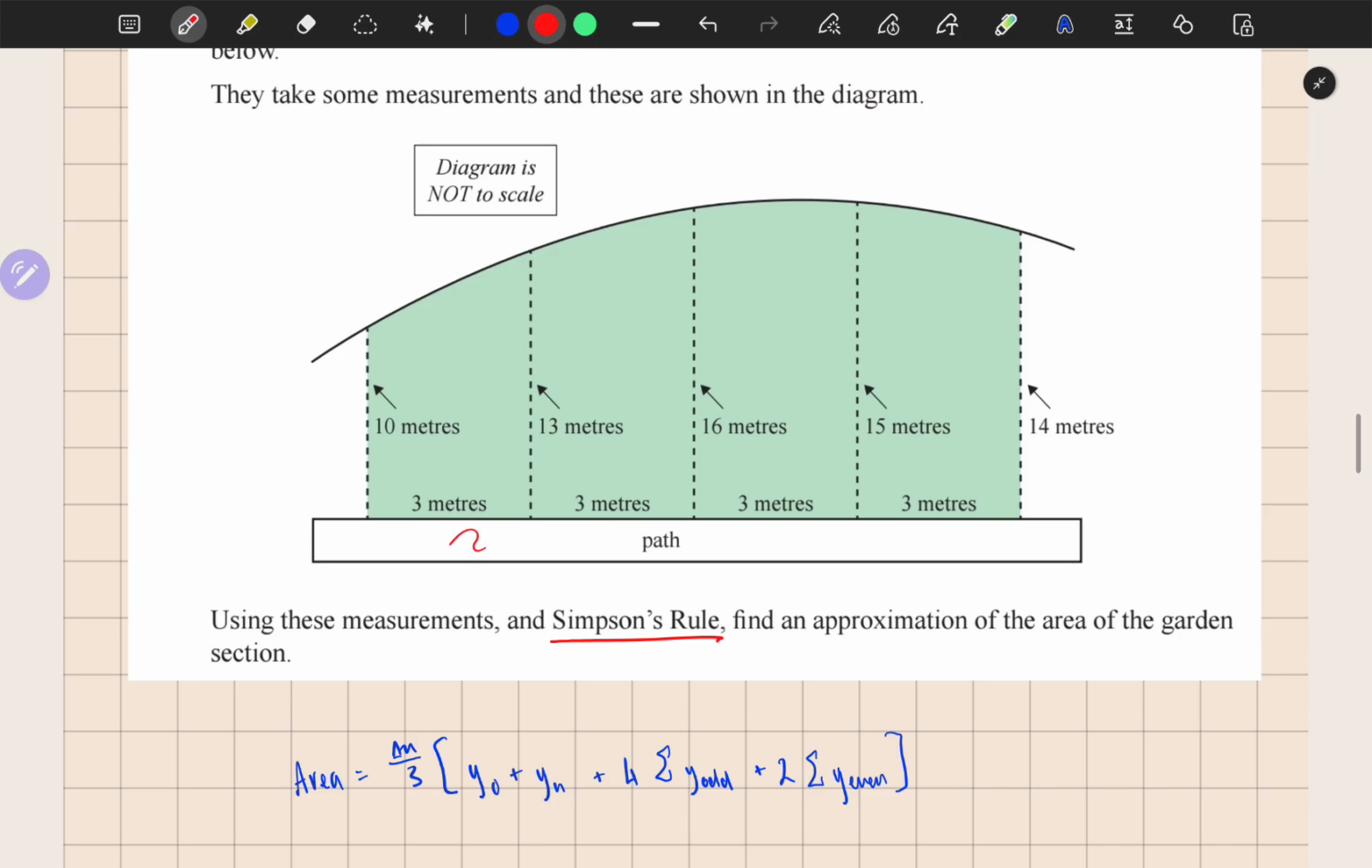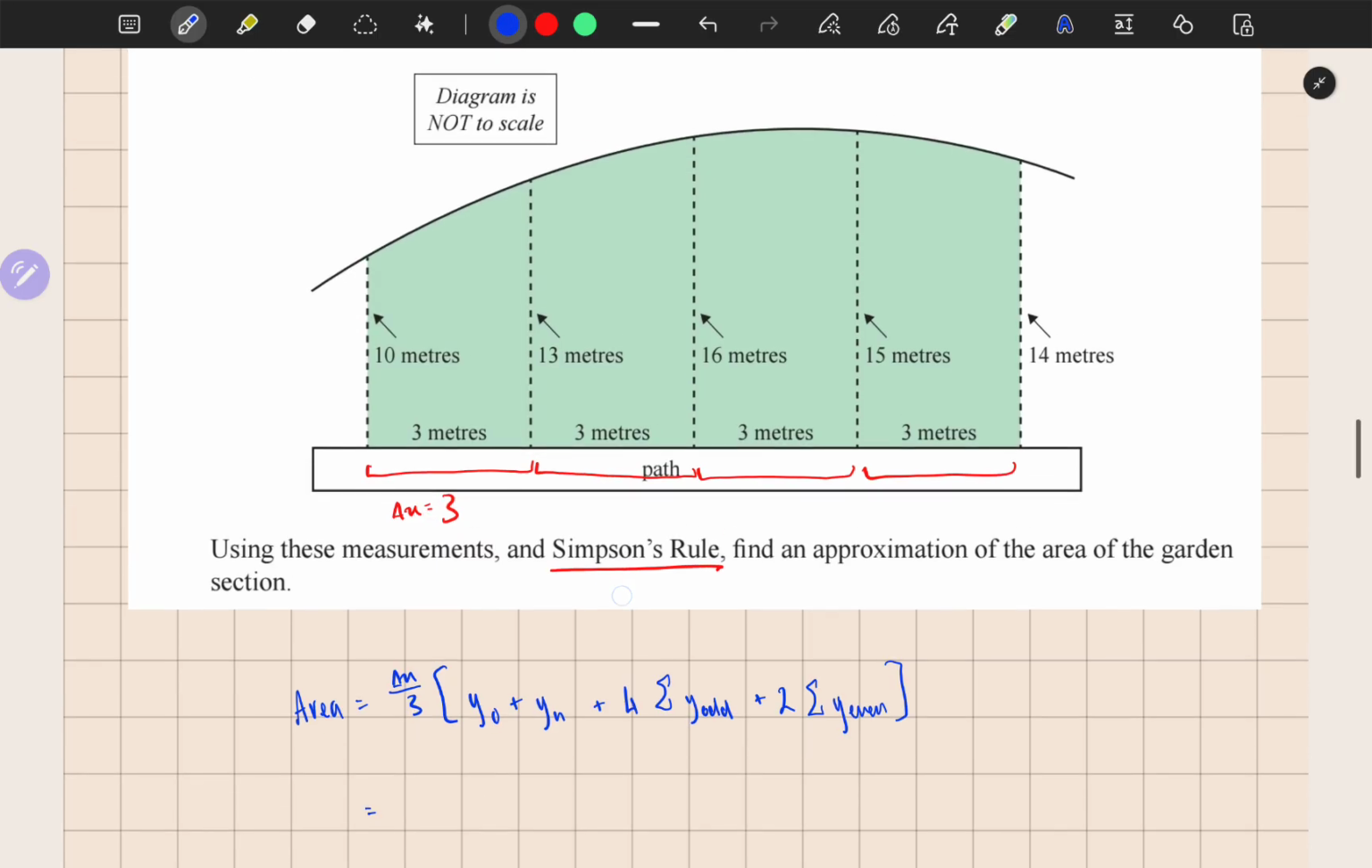So imagine this is the x-axis and then this is the y-axis. You can see that the average distance between each of these sections is 3. So the change in the x, the average interval distance, is going to be 3. So let's write that in here. Delta x equals 3. That's the average interval distance.